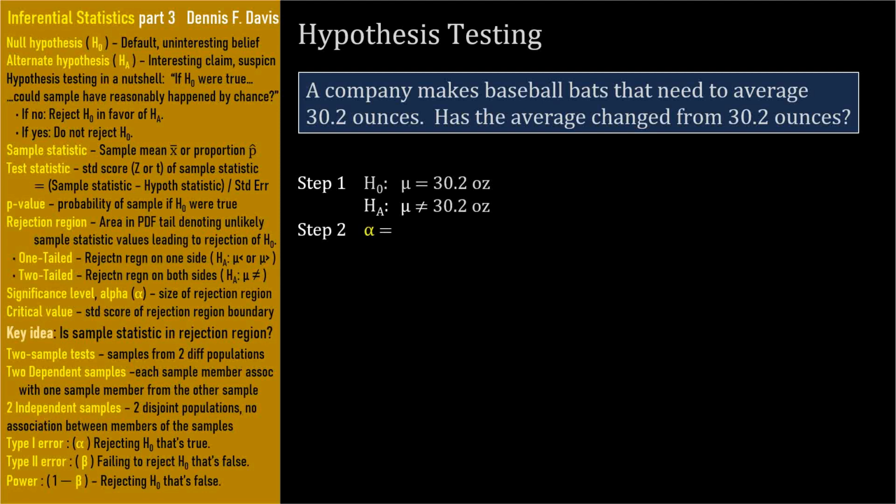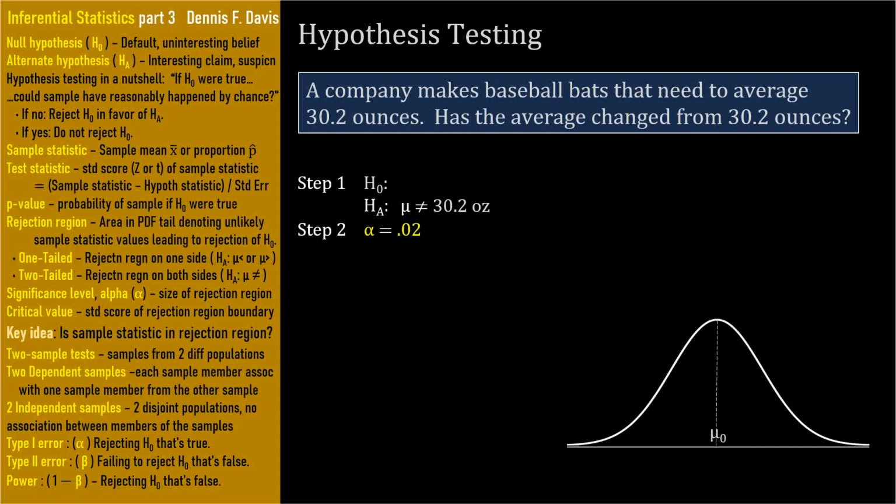Step 2 is straightforward. We were given alpha equals 0.02. Steps 1 and 2 can be done without knowing the sample data. Let's set up the sketch of our PDF. We'll add to it as we go. Remember, the PDF is the sampling distribution of all samples we'd get if H0 were true. The mean mu0 we get from H0, 30.2. It's a two-tailed test because H sub A has not equal to, so we put half of alpha in each tail. Since alpha equals 0.02, half of alpha is 0.01.